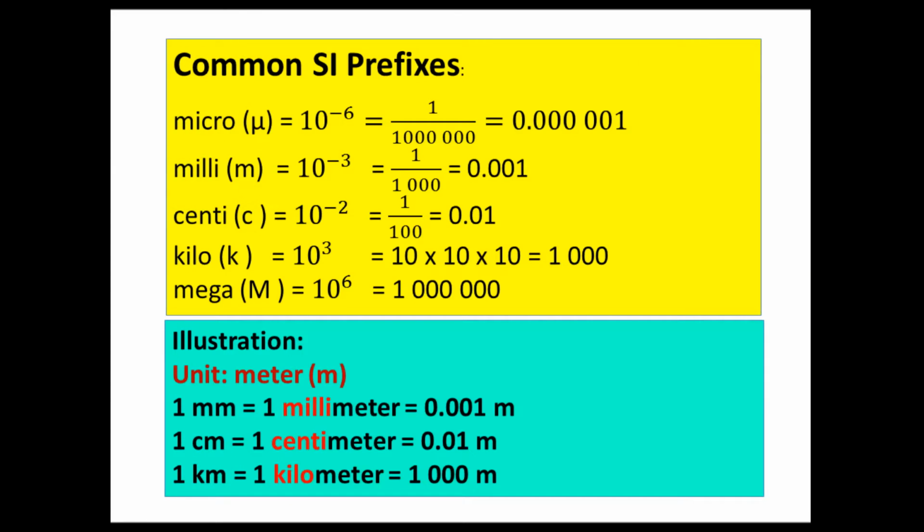So, ang common SI prefixes na ginagamit ay micro, milli, centi, kilo, at mega. An example nito, kung ang root unit natin ay meter, so 1 mm, meaning 0.001 m. Ang 1 cm is 0.01 m at ang kilometer ay 1,000 m.